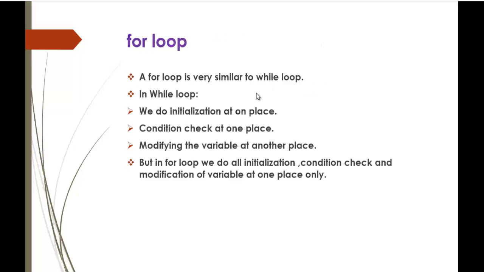For loop is very similar to while loop. It means that whatever work is done by the while loop can be done by the for loop also. In while loop, we do initialization at one place, condition check at one place, modifying the variable at one place. But in the for loop, we do all these things: initialization, condition check, and modifying the variable at one place only. To understand the second and third point, we'll jump into coding.